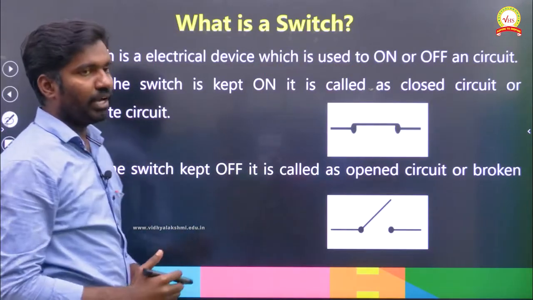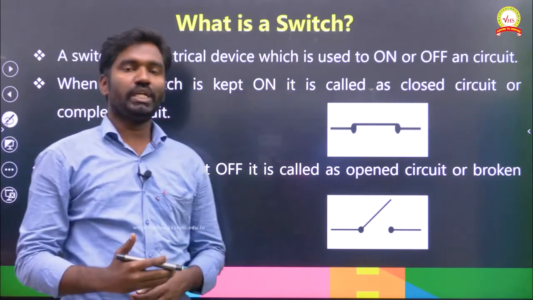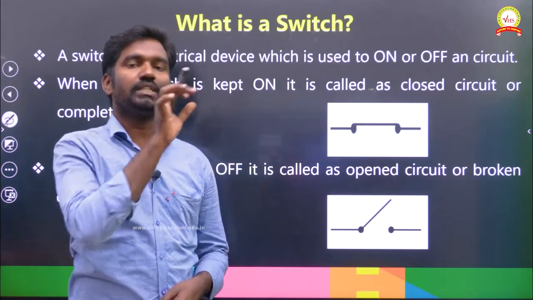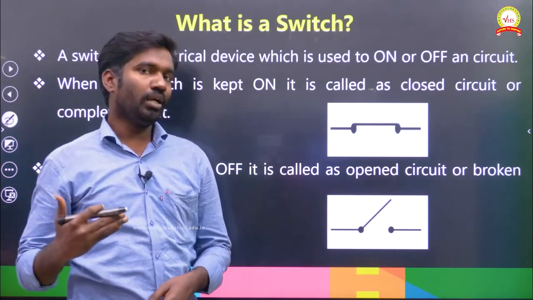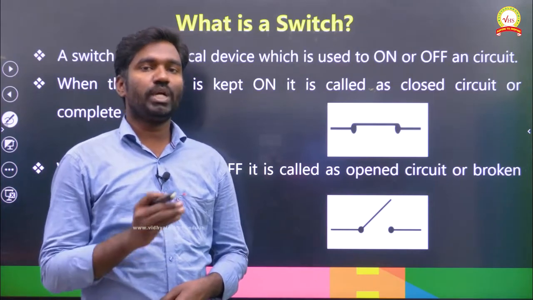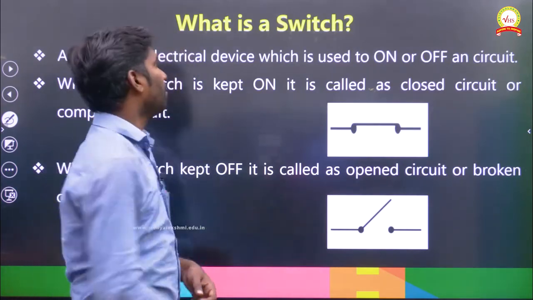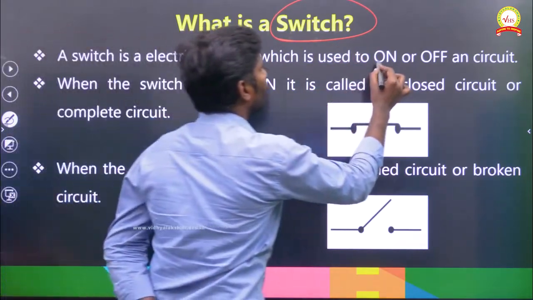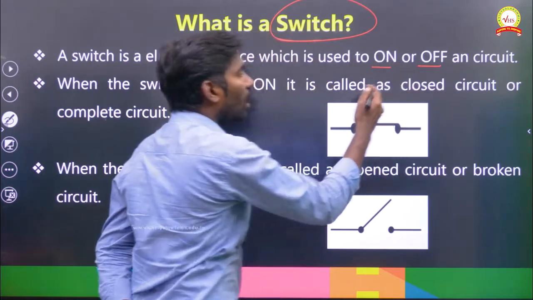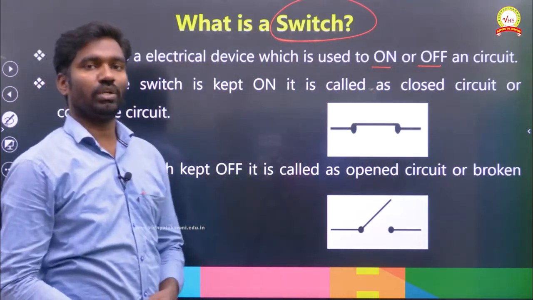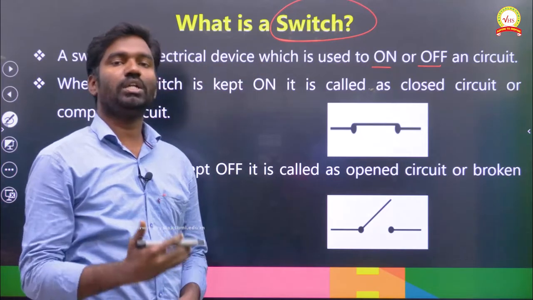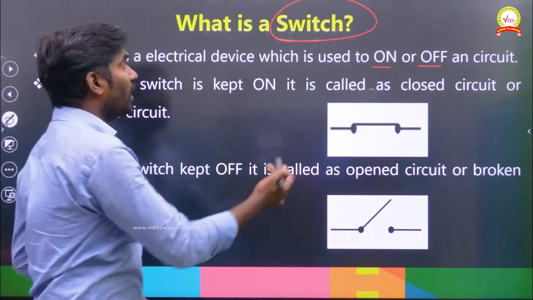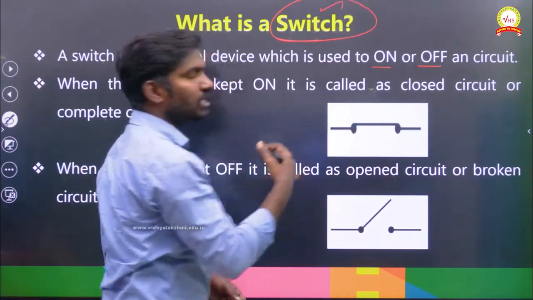What is the next component we are having? Switch. Whenever we are using any type of electrical appliances, suppose I want to go out of the room, what will we do? We'll turn off all the electrical appliances. While coming in, we need to turn them on. By using what device are we turning the electric circuit on and off? By using the device called a switch. So a switch is an electrical device which is used to turn an electric circuit on or off. If I need to turn on the light, I need to turn on the switch first, right? If I need to turn it off, I need to switch that off. By using what device are you doing that? By using the device called a switch.